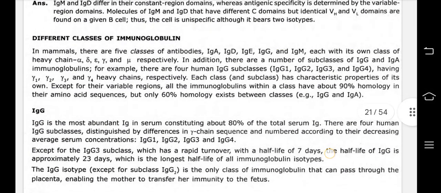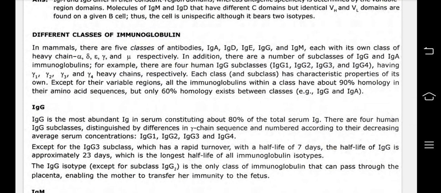Then, the different classes of immunoglobulin. In mammals, there are 5 classes of antibodies: IgA, D, E, G, and M, each with its own class of heavy chain: alpha, delta, epsilon, gamma, and mu respectively. In addition, there are a number of subclasses of IgG and IgA immunoglobulins. For example, there are 4 human IgG subclasses: IgG1, IgG2, IgG3, and IgG4, having gamma 1, gamma 2, gamma 3, and gamma 4 heavy chains respectively. Each class and subclass has characteristic properties of its own.